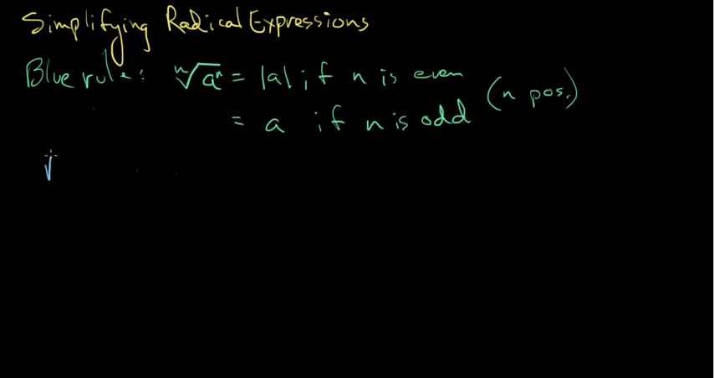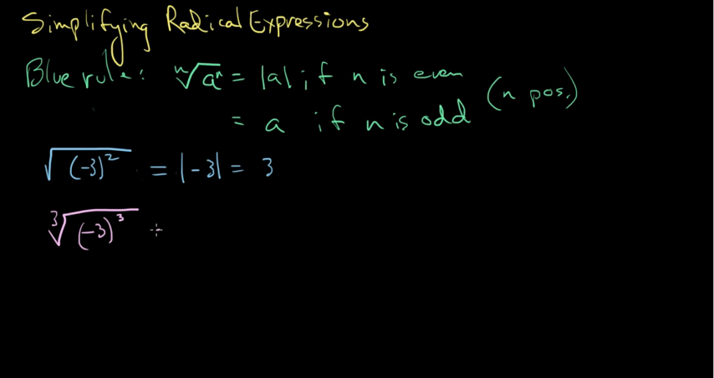It's just real simple. If you've got the square root, for example, of negative 3 squared, that does not equal negative 3. It equals the absolute value of negative 3, which equals 3. But if you take the cube root of negative 3 to the third power, that equals negative 3. If you've got an odd power here, then whether this is positive or negative doesn't matter. You're going to wind up with a, whatever a is, that's what's going to be out here.